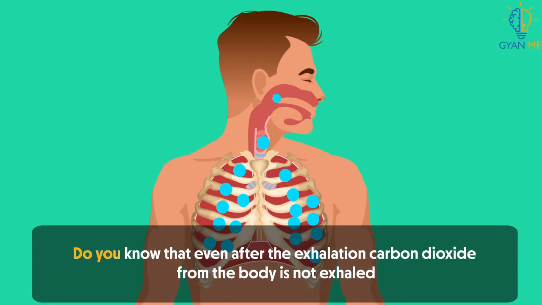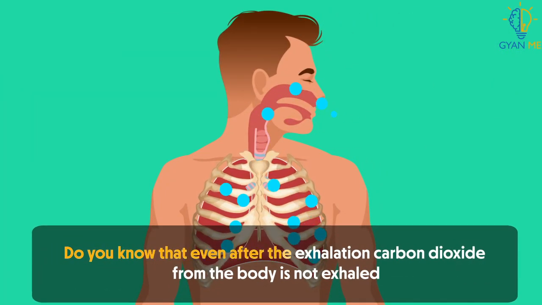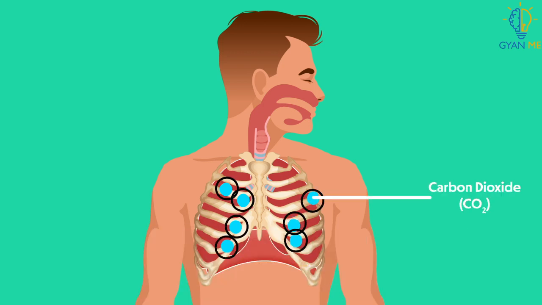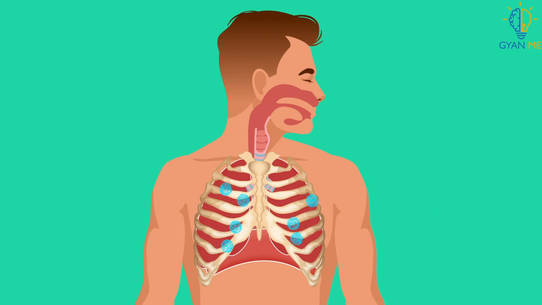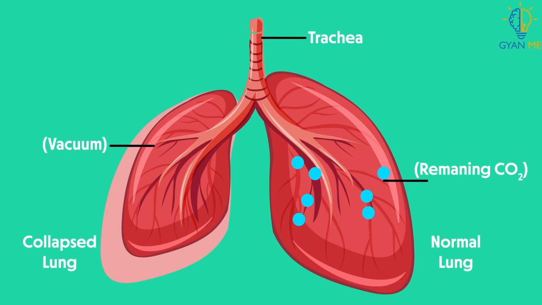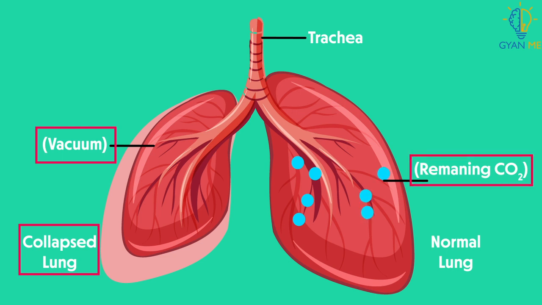But students, do you know that even after this exhalation, all the carbon dioxide from the body is not exhaled, and some amount of carbon dioxide still remains in the lungs? Yes, this remaining CO2 prevents lungs from collapsing. In a vacuum, human lungs tend to collapse. So this remaining CO2 prevents creation of a vacuum inside the lung cavity.